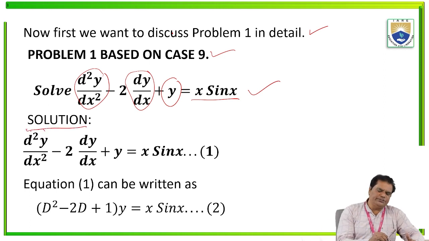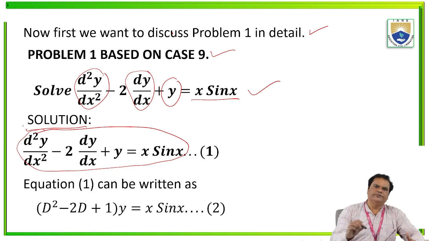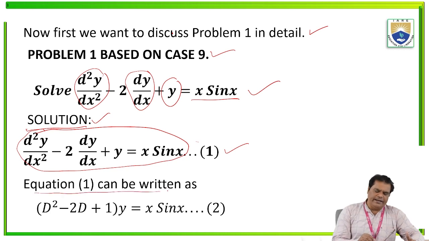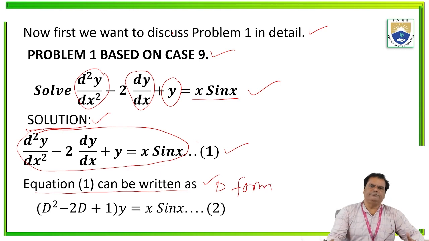First, writing the question here. This is the question which is given in our question paper. After writing the solution, we write the question and take this as equation 1. So now equation 1 can be written in D form.